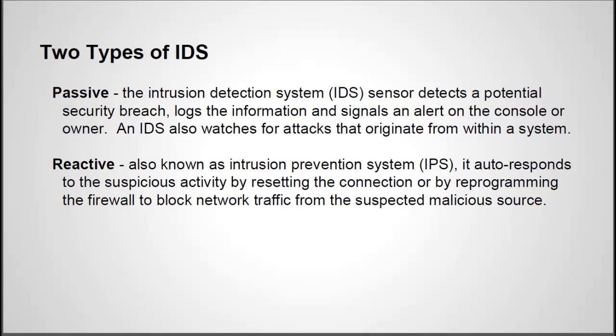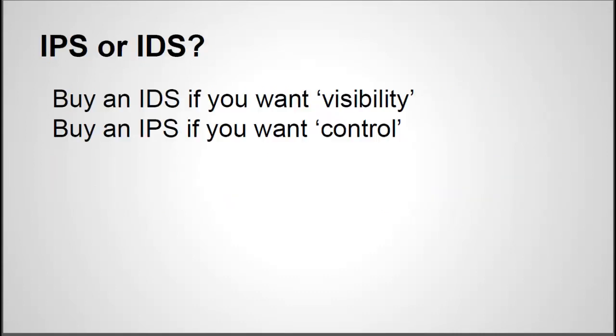Now, there are two types of IDS, passive and reactive. Passive, as you can probably imply with the name, basically logs the information, but doesn't do anything about it. It logs it and it signals an alert. And a reactive one, also known as an IPS, intrusion prevention system, responds to the suspicious activity by resetting the connection or by reprogramming the firewall to block network traffic from the suspected malicious source.